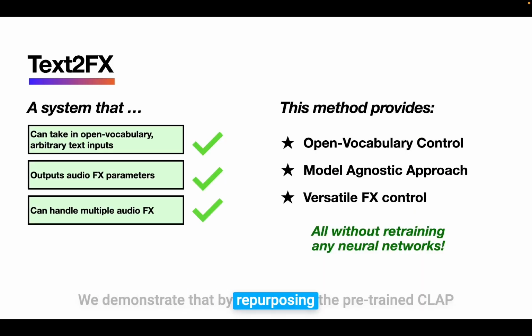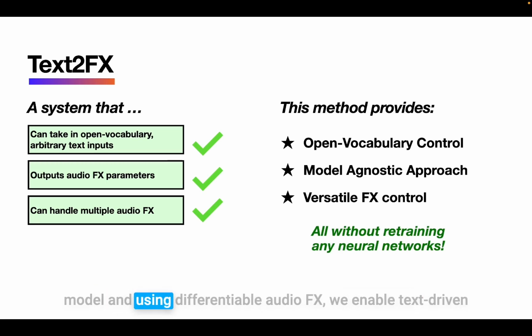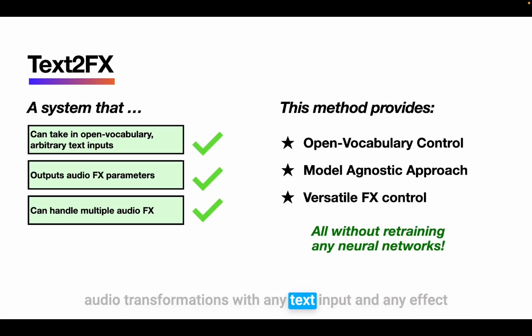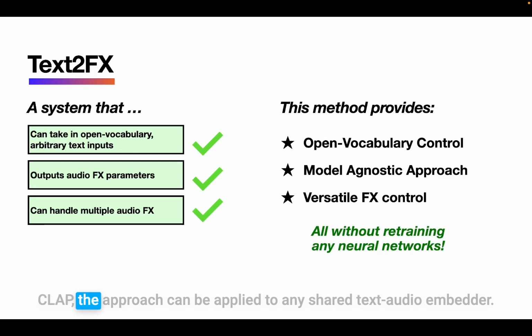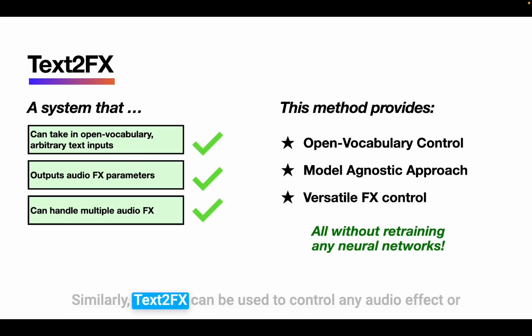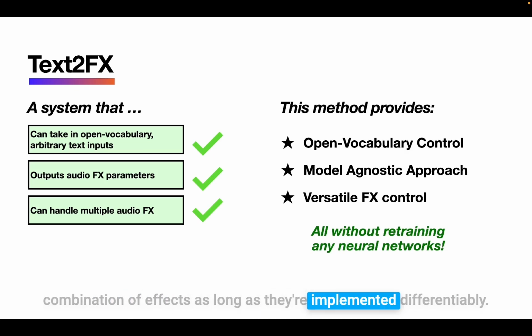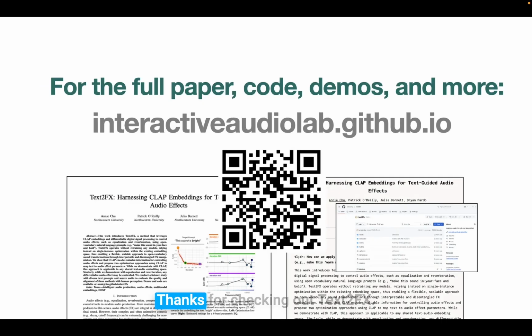We demonstrate that by repurposing the pre-trained CLAP model and using differentiable audio effects, we enable text-driven audio transformations with any text input and any effect or effects chains, without requiring additional model training. We additionally note that while we demonstrate our method using CLAP, the approach can be applied to any shared text audio embedder. Similarly, Text2FX can be used to control any audio effect or combination of effects as long as they are implemented differentiably.